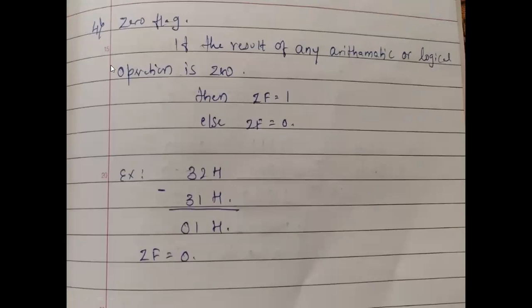The fourth flag is the zero flag. If the result of any arithmetic or logical operation is 0, then the zero flag is set as 1, or else 0. For example, I'm subtracting two numbers, one is 32H and another one is 31H. So the answer is 1H. In this condition, the result is not 0, so the zero flag is equal to 0.